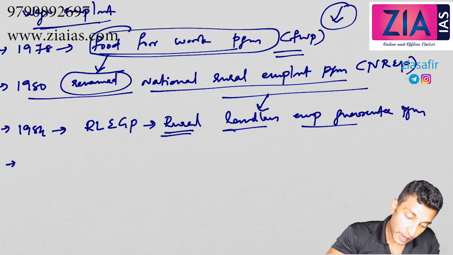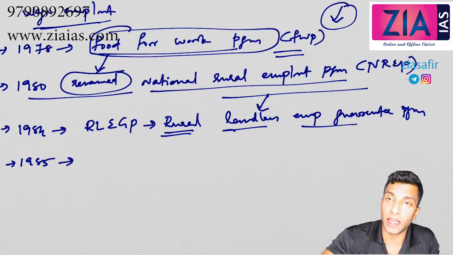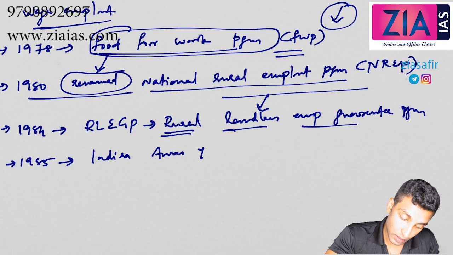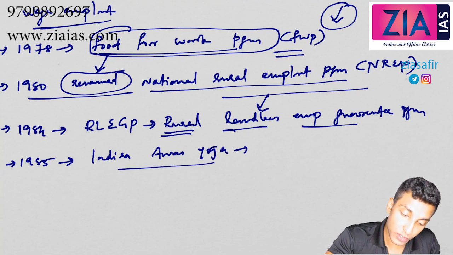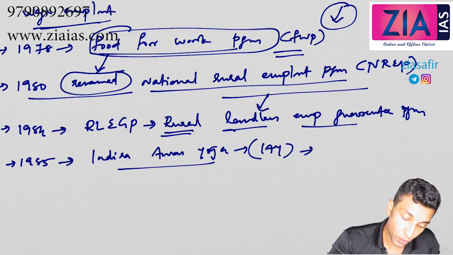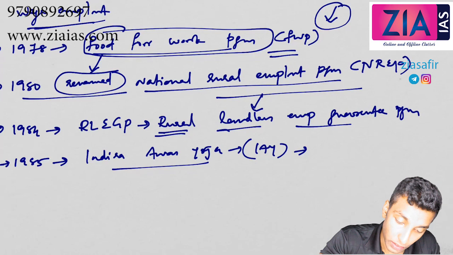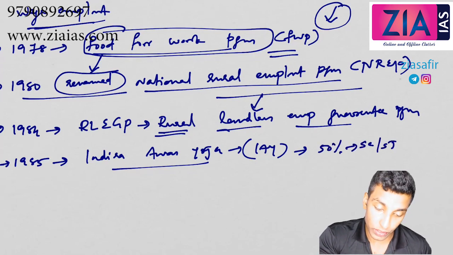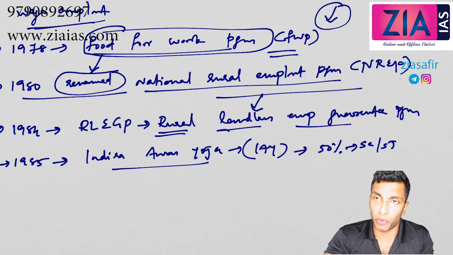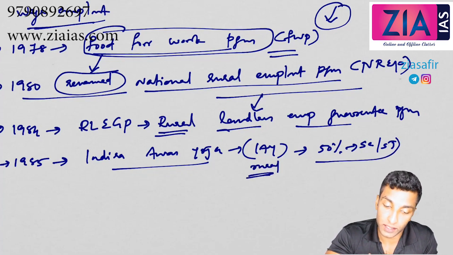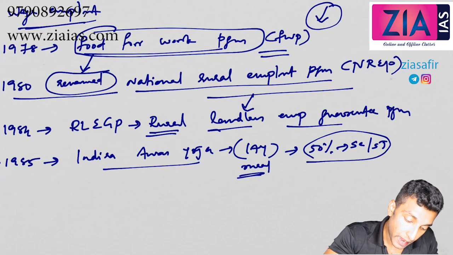Then in 1985, one more scheme, Indira Awas Yojana. So it is basically a house for poor people, IAY, in the rural areas. Out of this, 50% reservation is actually given for SC ST. So this Indira Awas Yojana is for the poor people, like the BPL category: rural poor people, and 50% reservation for SC ST.